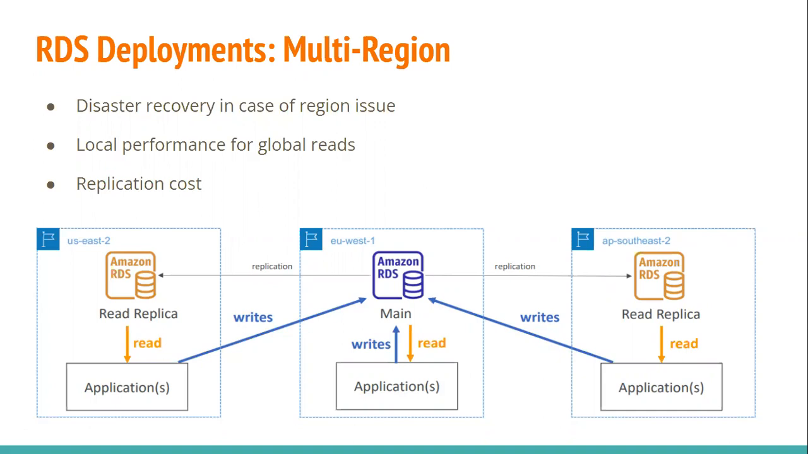But as you can see here, for the replicas used by the application, there is only read permission, but the main master has write permission on every aspect. Okay, so basically this is the diagram for using multi-region RDS.